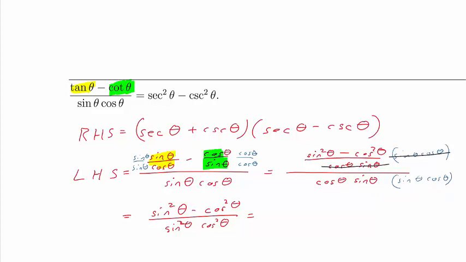Now let's go ahead and distribute to both of them. So the first one, we're going to have 1 over cosine squared theta. And then the other one, cosine squareds will cancel out. And so we're going to be left with 1 over sine squared theta, which is the same thing as secant squared theta minus cosecant squared theta. And that is our original right-hand side.